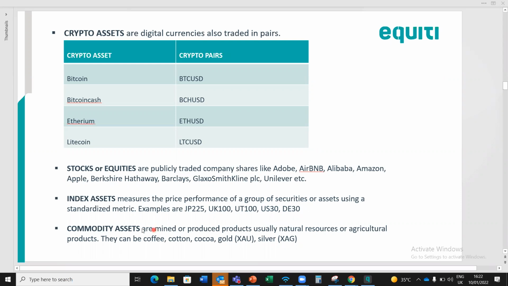All right, the last we're talking about is the commodity assets. The commodity assets are mined or produced products, usually natural resources or agricultural products. They can be coffee, cotton, cocoa, gold, or silver. All of these are also offered on the platform. Now, gold is represented in the market as XAU, while silver is represented in the market as XAG. So these are the five different assets that are being offered on the platform.